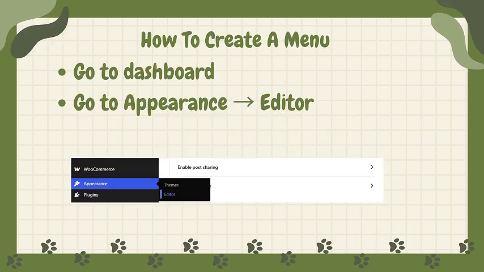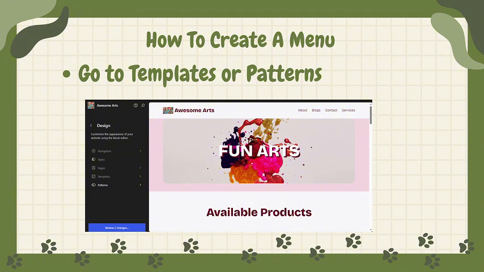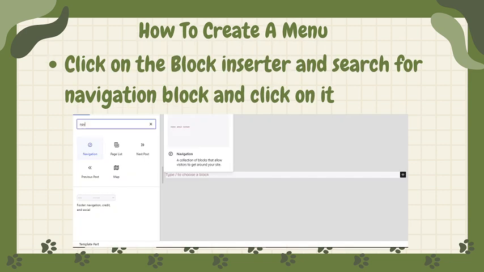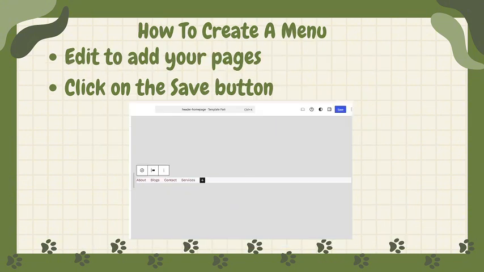So how do you create a menu? First, you go to your dashboard, then go to appearance and click on the editor. Then you go to templates or patterns. You select the part where you want the navigation to be. Wherever you want this menu to be, you click on that part. Then you click on the block inserter, search for the navigation block, and click on it. Then you edit to add your pages. Then you click on the save button.